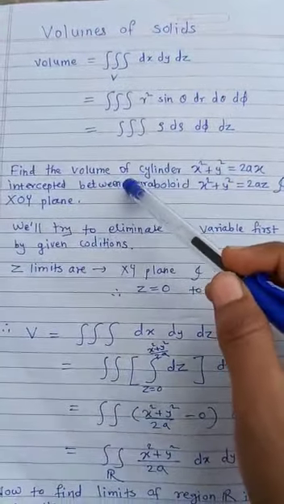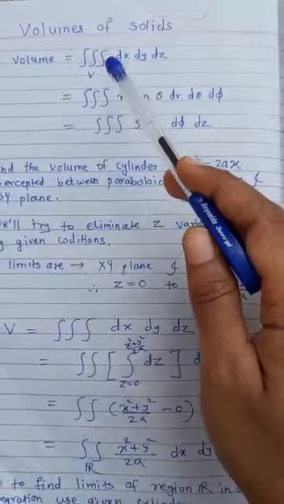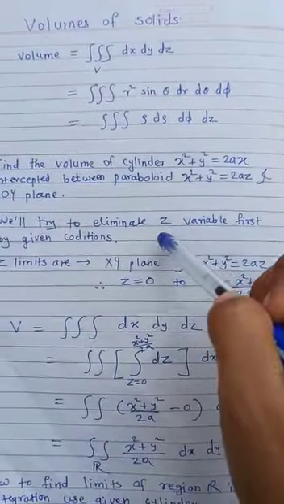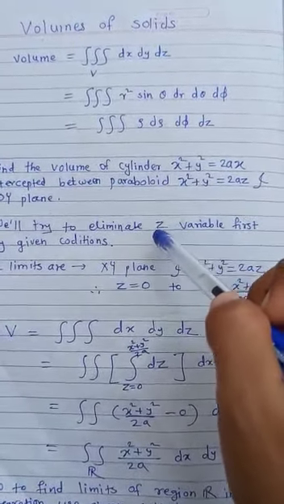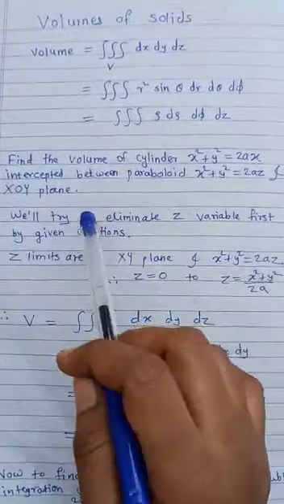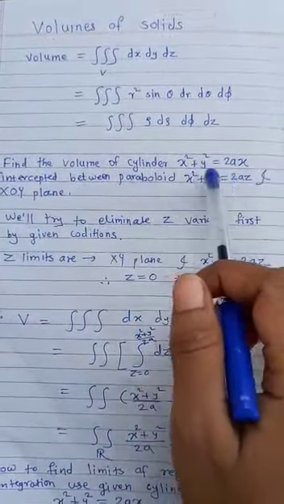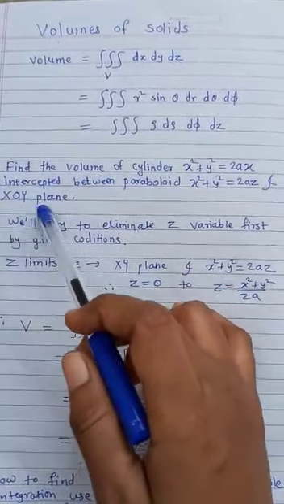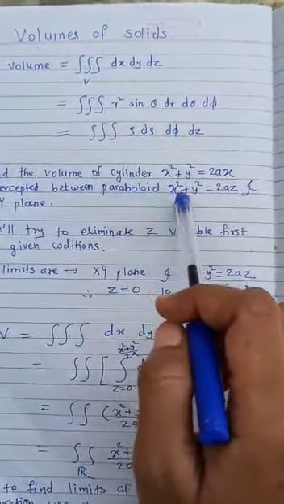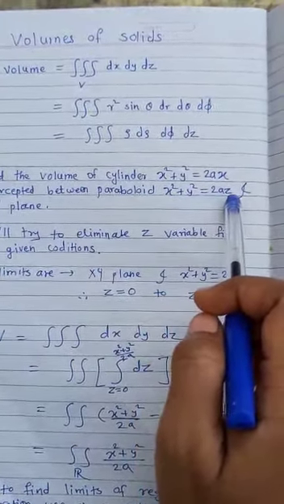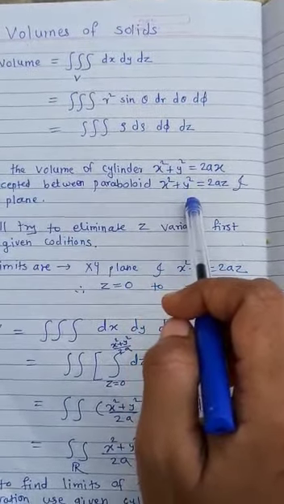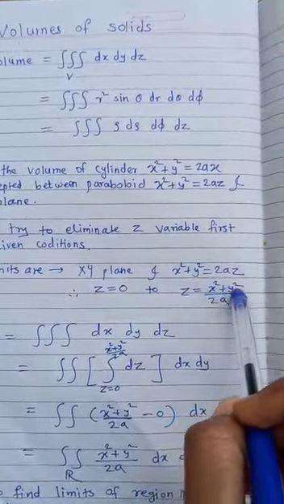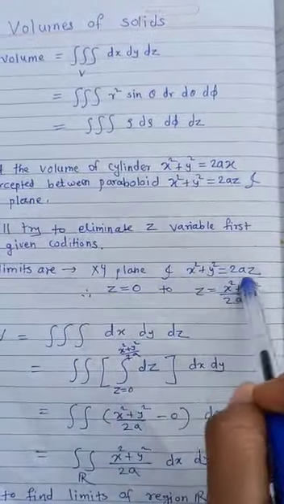So in calculation of volume, since function is not given, means function is equal to 1 and that is a constant, and therefore first we'll go with eliminating z variable, so that the integration will be reduced to double integration. So let's try to eliminate z variable by using this given conditions. Now the given condition, you can see that xy plane is given to us. So xy plane means z equal to 0. And this paraboloid x square plus y square equal to 2az. So z will become x square plus y square upon 2a, and those are the limits. Xy plane means z equal to 0 and this z equal to x square plus y square upon 2a. So it is very important to eliminate z variable first.